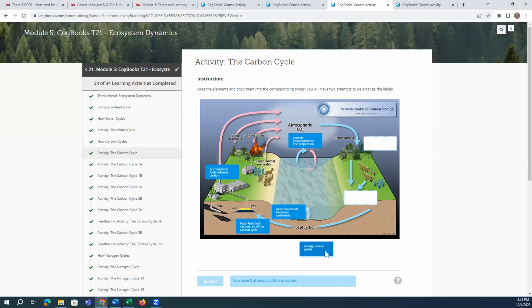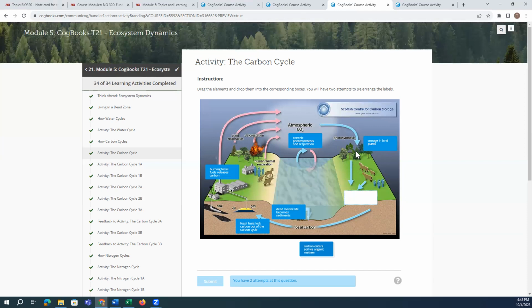And then this one, storage in land plants. So that's going to be over here, right? Where photosynthesis is going to draw in carbon, and it's going to be stored temporarily in these plants. And how could it be released from these plants? That was consumption of the organic material they produce, right?